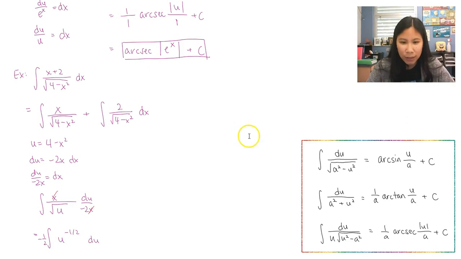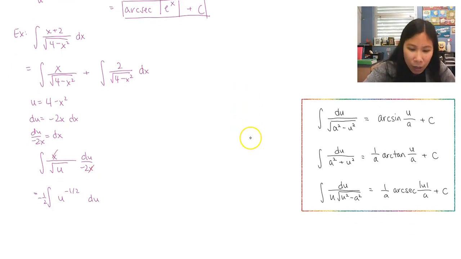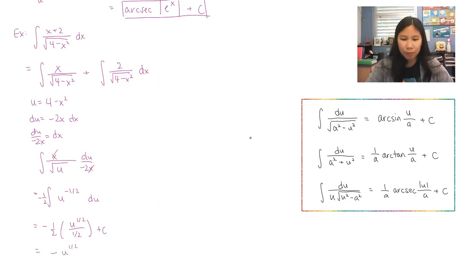All right, and that's pretty easy to integrate now using the power rule. So this will end up being negative 1/2 times u to the 1/2 power over 1/2 plus c, which is really just negative u to the 1/2 power, because the 1/2s will cancel out, plus c. All right, so that takes care of that first integral.